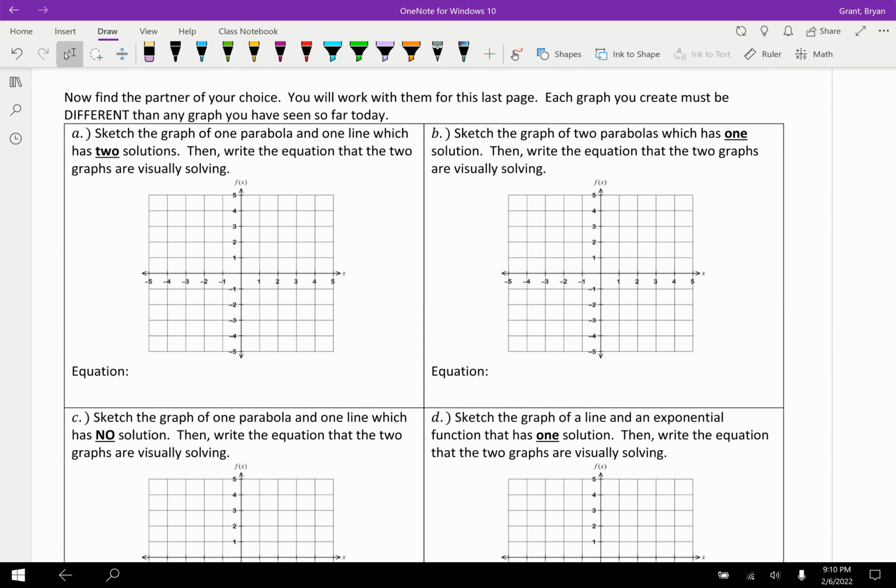All right, now that we've finished our graphing practice, our solving by graphing, let's get on to our last page. You can choose one partner total for this last page, anyone you'd like to work with, and this one won't be too bad. We're basically going backwards. I'm going to give you what I want the graphs to look like. Then you need to make those graphs, and, this is tricky, write the equation that the two graphs are visually solving. So, I'm going to give you mine, but of course the challenge is going to be you need to do yours, and they should be probably different than mine.